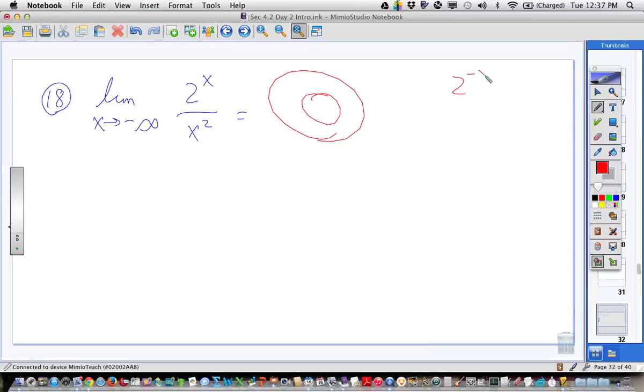Yeah, it flips. It does this, right? It gets smaller. It's like 1 over 2 to the whatever. And so that's going to get smaller. This is going to get bigger. So this is really going to get small in a hurry, because this is getting really small while the bottom's getting really big. Both of those make the fraction get smaller. So that one's going to go to 0.